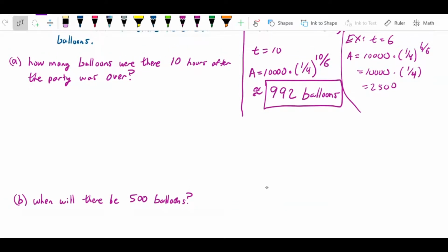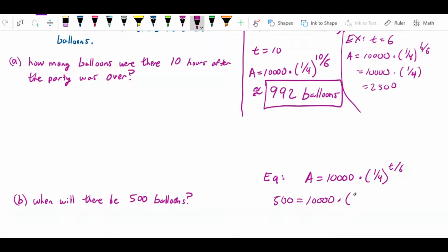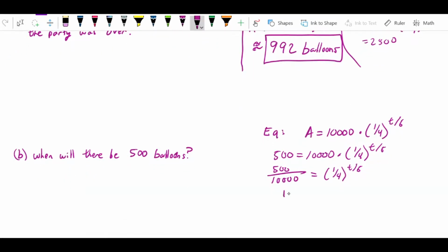So let's go to the next type. When will there be 500 balloons? So what we know is that the equation that gives us the amount of balloons is A equals 10,000 times 1/4 to the t over 6. And what we know is that at some point there are 500 balloons. The amount of balloons is 500, so we simply want to plug that into the equation for A, the amount, and then solve for t. So 500 equals 10,000 times 1/4 to the t over 6. And now I'm just going to divide through by 10,000. 500 over 10,000 equals 1/4 to the t over 6. Now, this is equal to 1/20th.